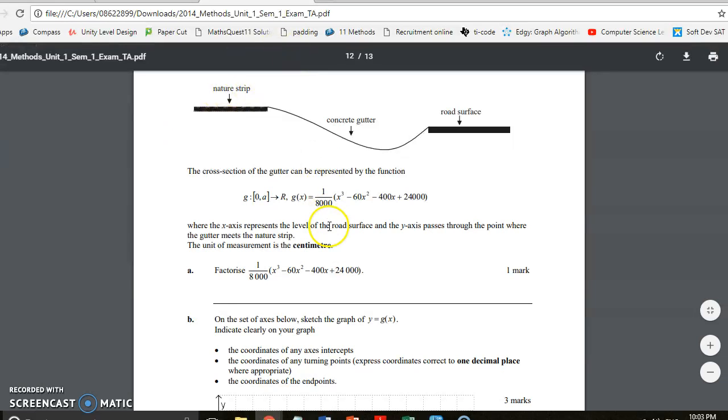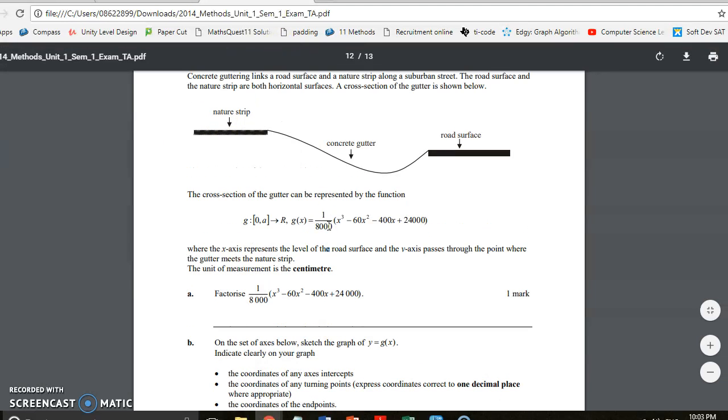Concrete guttering links a road surface and a nature strip along a suburban street. The road surface and the nature strip are both shown here. A cross-section of the gutter is shown below, so that's what we've got there.